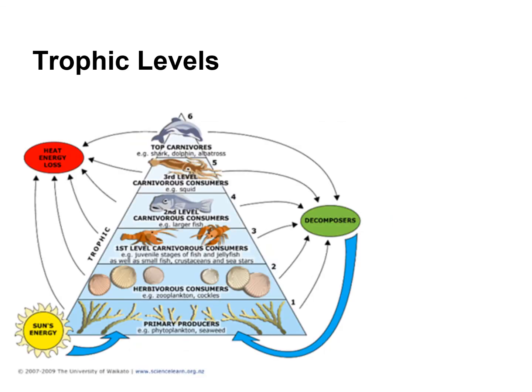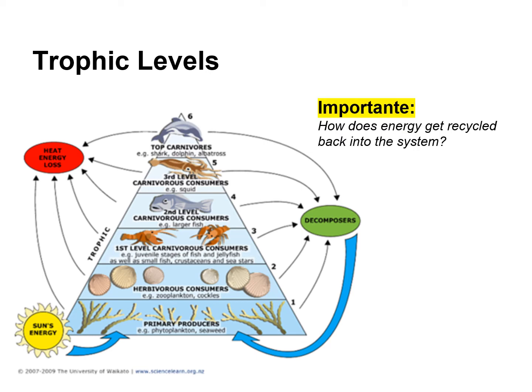So in thinking about trophic levels, it's important to think about this pyramid structure. It's actually a good way to break it down, because we're going to see a lot of ways that this pyramid details out the differences between each of the individual levels. And one thing to think about is, how does energy get recycled and used in this system? You can see the sun's energy comes in at the bottom down here.